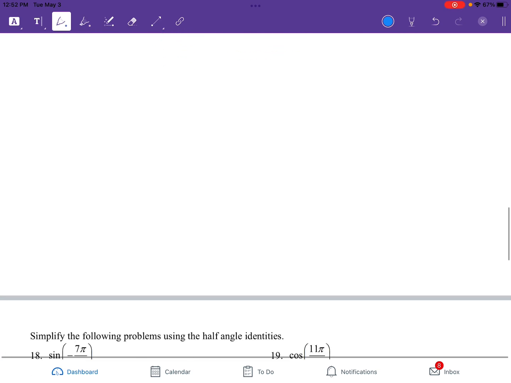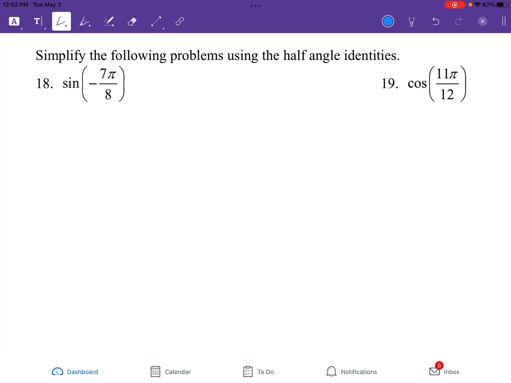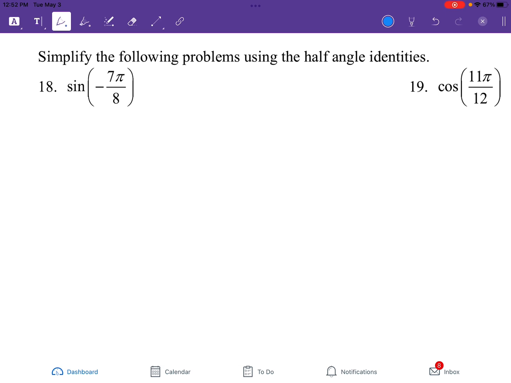All right, last one. We've got half angles. Again, we have this negative sign in here, which means because it's a negative angle, we're going around the unit circle. We're going to find out where that is, as a coterminal angle, and then put it into our problem after we multiply the 7 pi over 8.